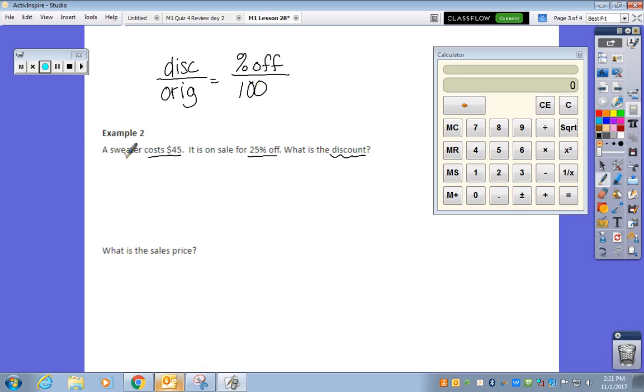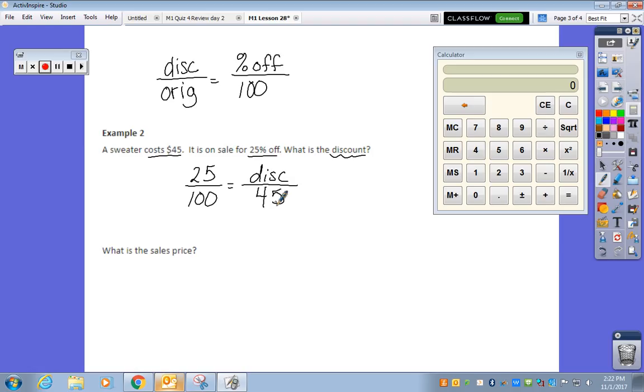So when it says a sweater costs $45, that's talking about the original price of the sweater. In this case, we're given the percent off. So anytime we're given a percent in the problem, I recommend putting that percent piece of the equal fractions first. So I would be putting the 25 first over 100. That's going to equal my discount, or my dollar amount off, over the original price, which the original is $45.